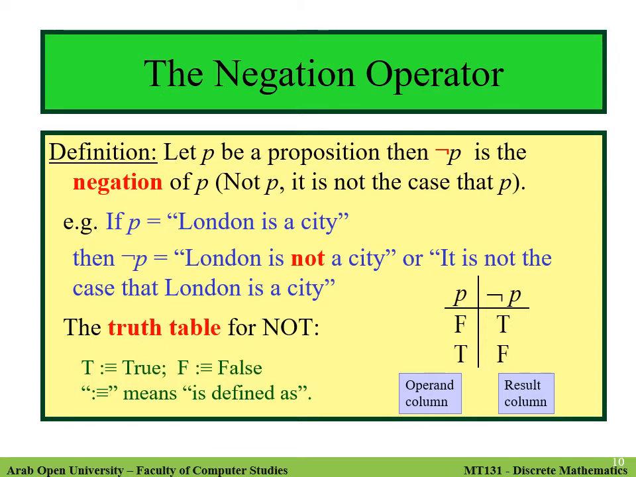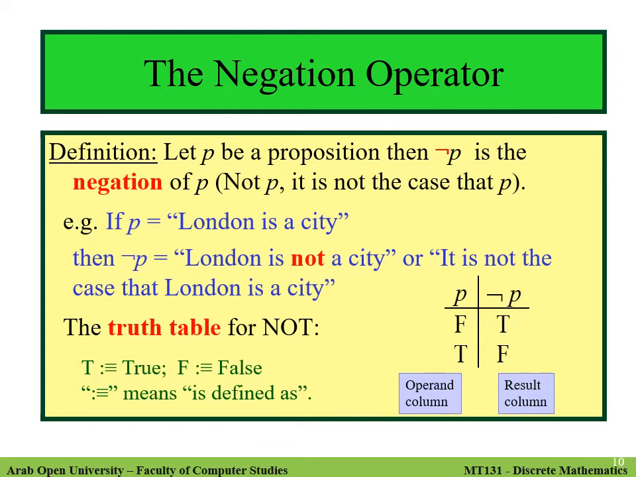If a proposition is false, then the negation will be true. If the proposition is true, then the negation will be false. So each row will give you a possibility. Either P is false and therefore its negation is true, or P is true and its negation will be false. This is called the truth table.